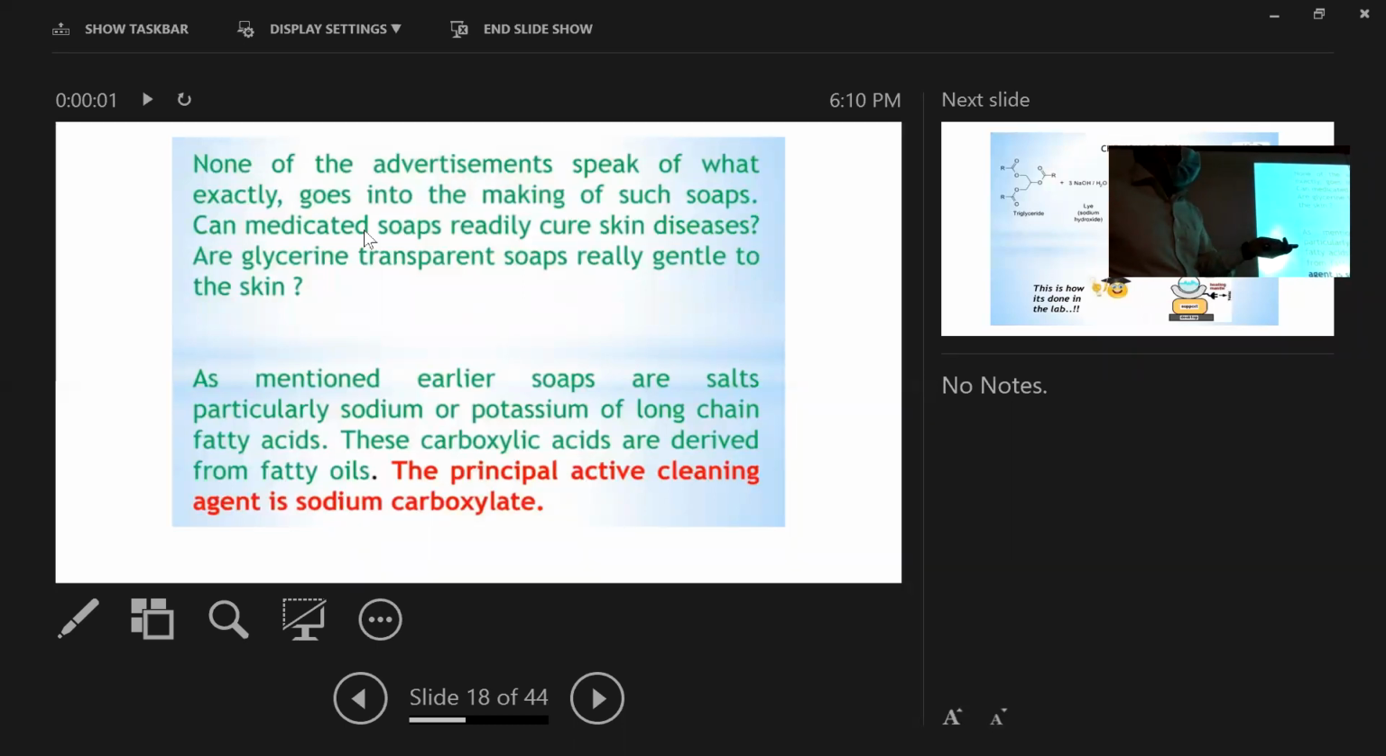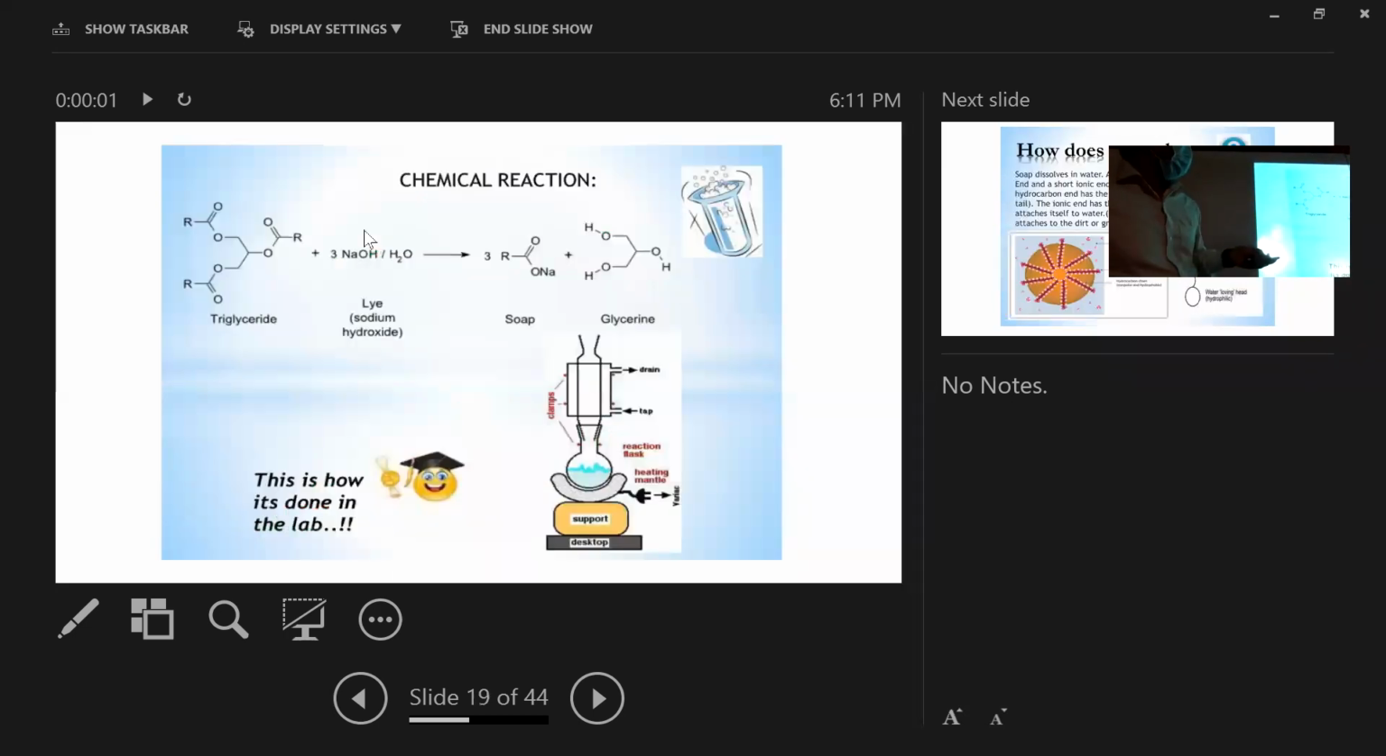As mentioned earlier, soaps are salts, particularly sodium or potassium, of long-chain fatty acids. These carboxylic acids are derived from fatty oils. The principal active cleaning agent is sodium carboxylate. So, what we need to clean up, that is sodium carboxylate. And then the chemical reaction, just how we can synthesize it. This is the soap making.